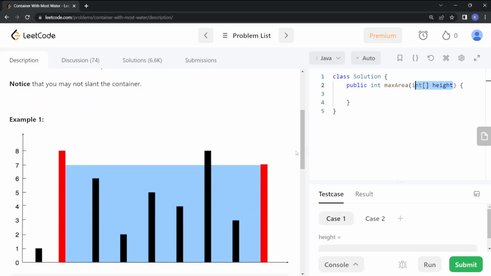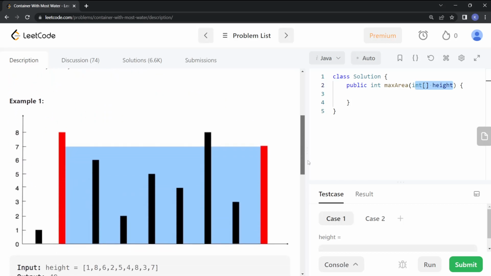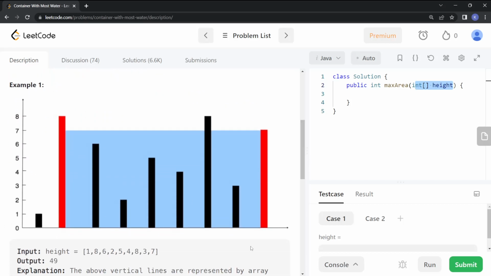So let's take an example. It will give a better glimpse of the question. Find two lines that together with the x-axis form a container. These lines are given to us in the form of an array. For example, this is the height array with 1, 8, 6, 2, 5, right? So 1 is the first vertical line, then 8 is the second vertical line, then 6 is the third vertical line, then 2, 5, like this. There are n vertical lines provided to us, right?